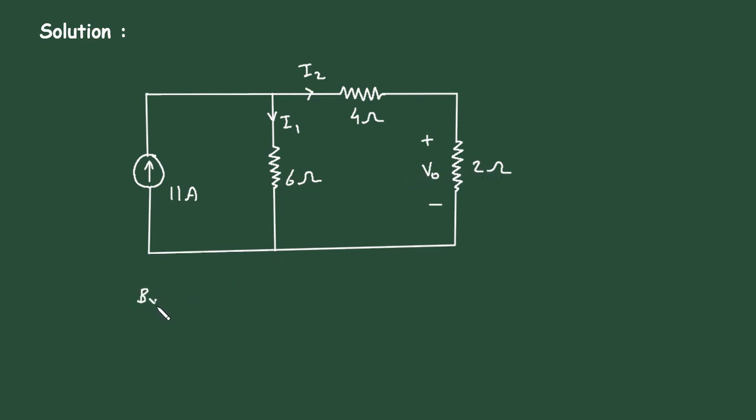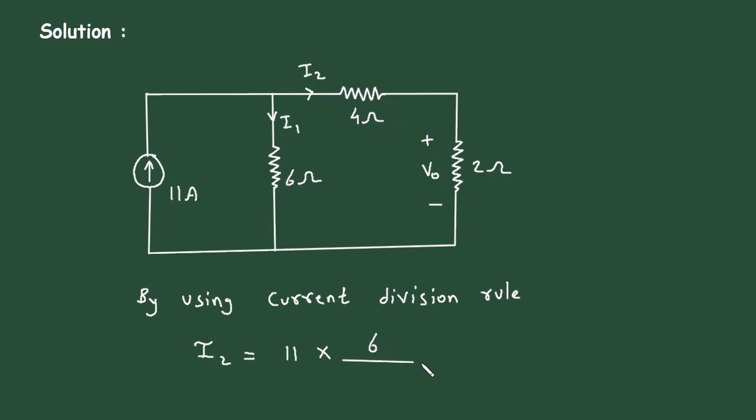So by using current division rule, I2 is equal to this current, that is 11 ampere, multiplied by opposite branch resistance. The opposite or parallel branch to this is 6 ohm. So it will be 6 divided by 6 plus this total resistance, that is 4 plus 2. So this will be the value of I2.